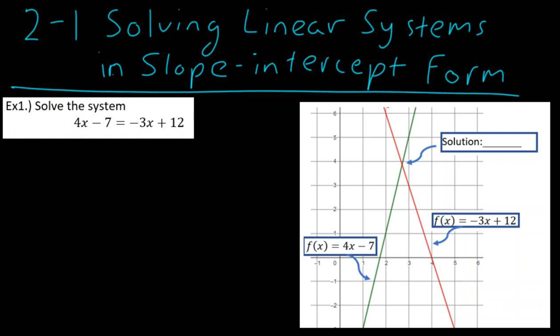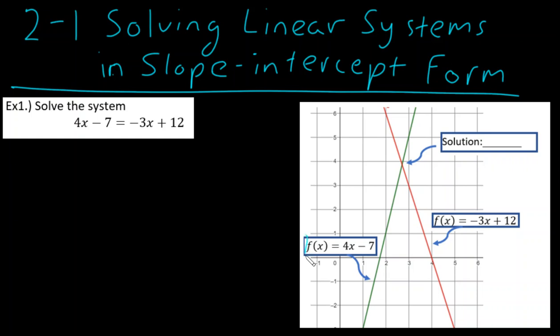Alright, welcome to 2-1, solving linear systems in slope-intercept form. Now, in example 1, you're actually going to think, well, wait a second, this doesn't really look like a linear system. This kind of looks like the problems that we've been solving. We have 4x minus 7 equals negative 3x plus 4. So why would that actually be a linear system?